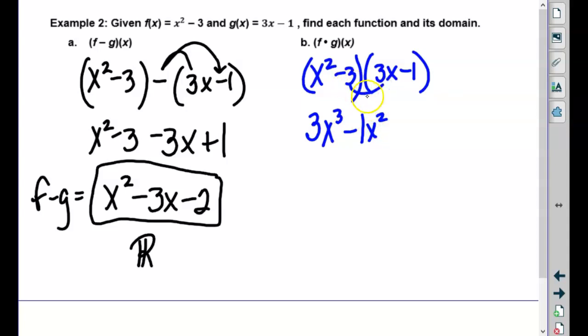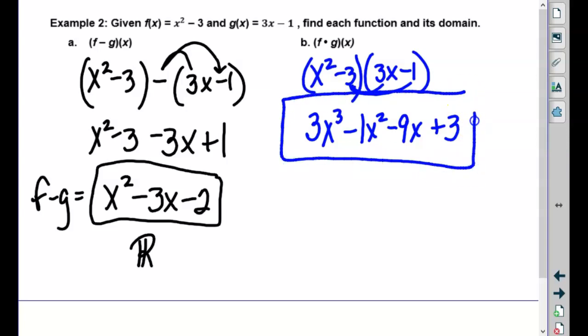Inside here, we'd have negative 9x. And then negative 3 times negative 1 would be plus 3. And I don't think anything could be combined there, right? No like terms? So we're done. Are there any domain restrictions? Nope, no radicals, no denominator. So domain's just all real numbers.